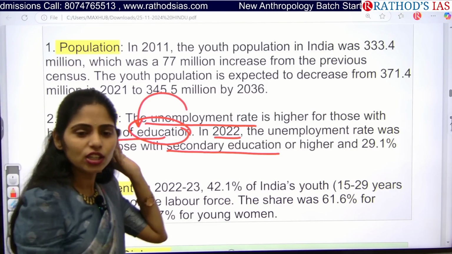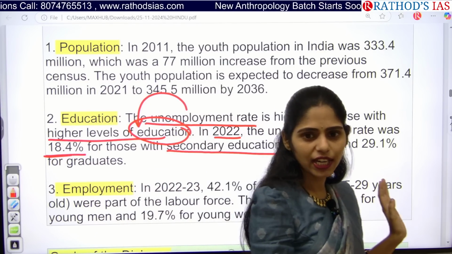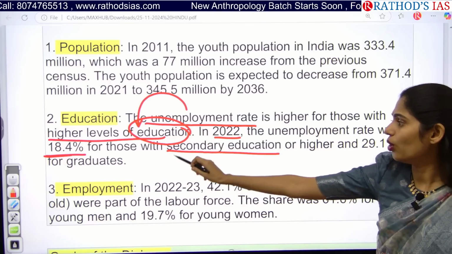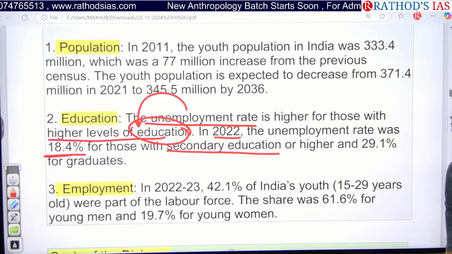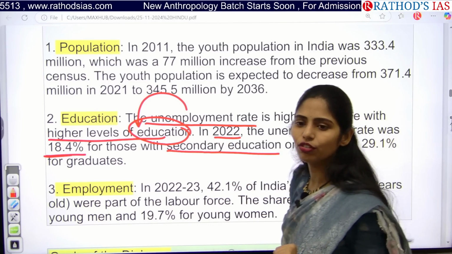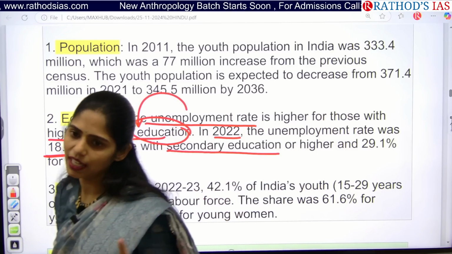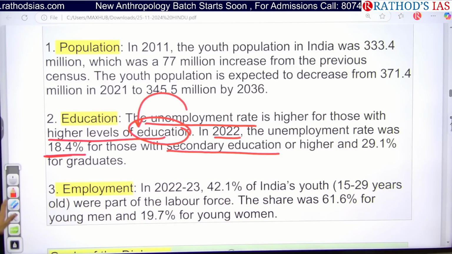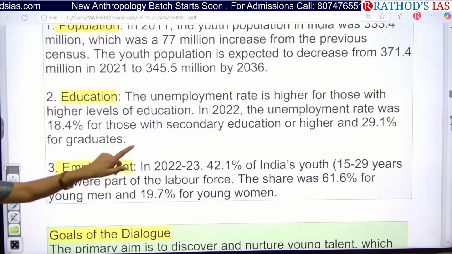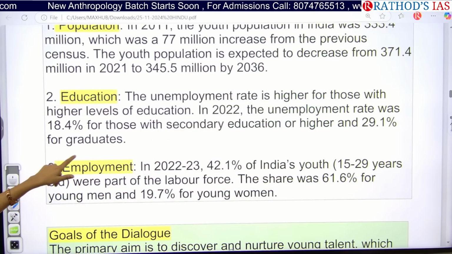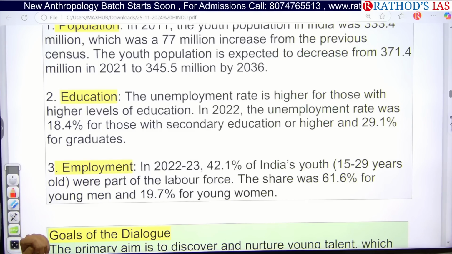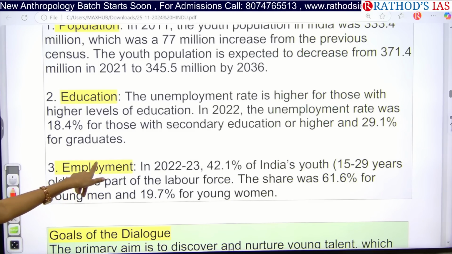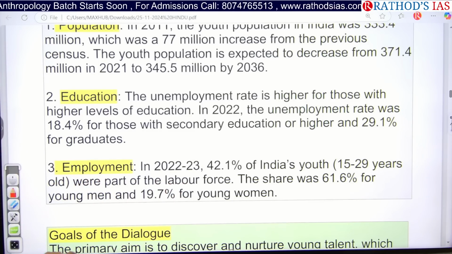That means youth who completed secondary education as well as higher education, in those people the unemployment rate is 18.4%. So if you see 2024 data, the overall unemployment rate is 9.2%. Clear? And especially 29.1% unemployment rate is there for graduates. That means those who completed their degree, the unemployment rate is 29%.